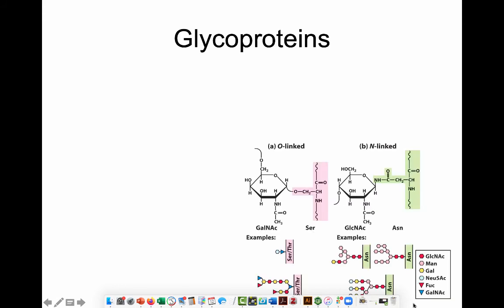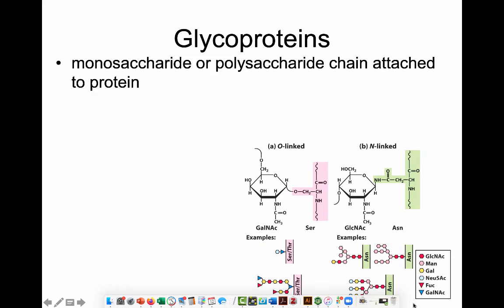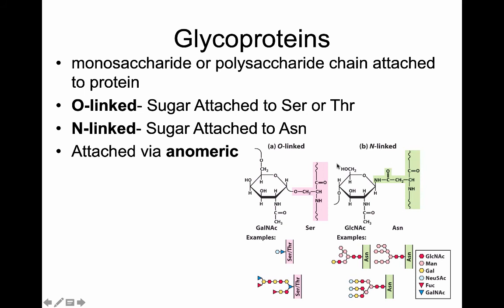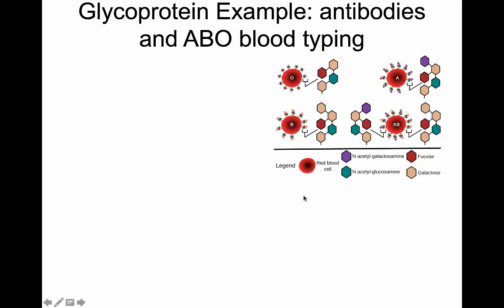So for glycoproteins, this is when you have a monosaccharide or polysaccharide that's attached to a protein. If it's an O-linked glycoprotein, that means the sugar is attached to the oxygen of a serine or threonine. And if it's an N-linked glycoprotein, that sugar is attached to an asparagine. And it's always attached via the anomeric carbon, or the reducing end, of that sugar to the serine or the asparagine of the protein.